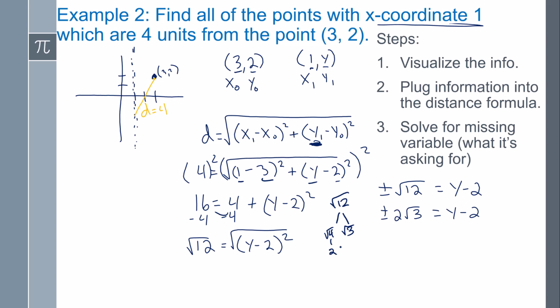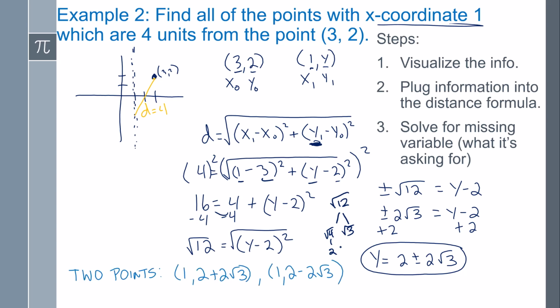Well, is y by itself? No. So I'm going to add 2 to both sides, and I'm going to get y equals 2 plus or minus 2 root 3. Now remember, what did the question ask? I found the y value, but the question asked, find all the points with the x-coordinate 1. All the points. I needed to find the points. I found the y value, but I need to state what those points are. So my 2 points, my x value is 1, and then I did 2 plus 2 root 3 for the one y value, and 2 minus 2 root 3 for the second y value.